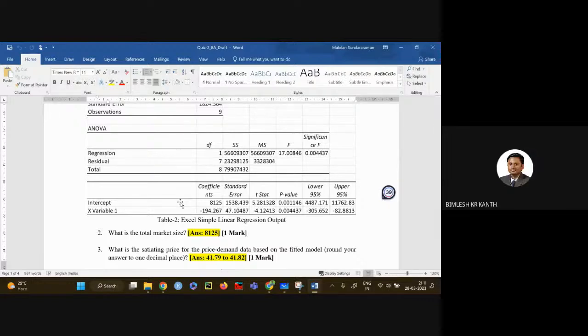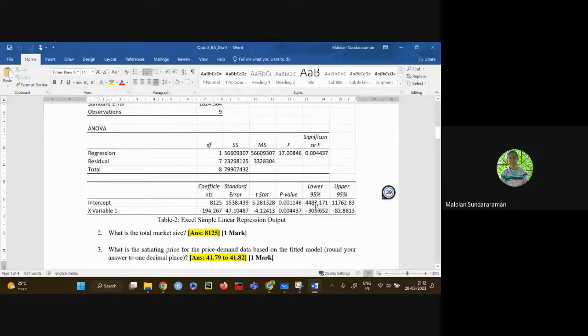Then what is this lower 95 and upper 95? It is basically a confidence interval on this coefficient. It has nothing to do with the standard error. What is a 95% confidence interval? Mu plus or minus z into sigma by root n, right? I forgot. Yeah, you compute the confidence interval. I've not done the confidence interval computation by hand in a long time.